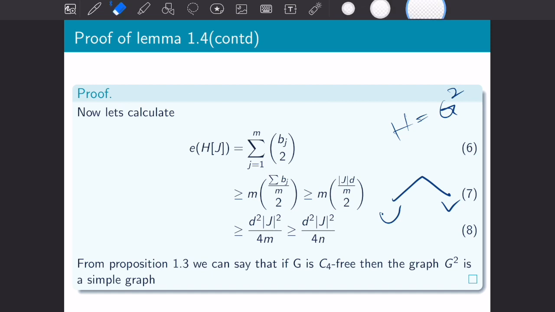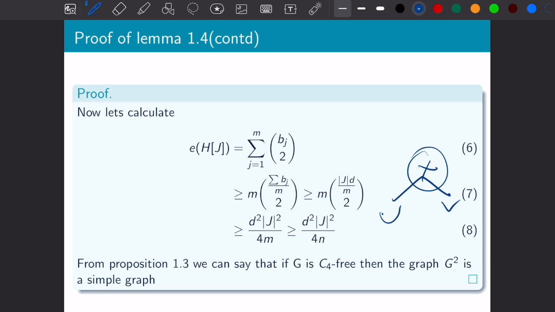Using that notation, we'll move forward. For this to happen, we need some vertex x, which is a common neighbor to both u and v. Now let's take a look from the perspective of x. For u and v to have an edge, x needs to be a common neighbor of both u and v. So x has b_x number of neighbors in J.